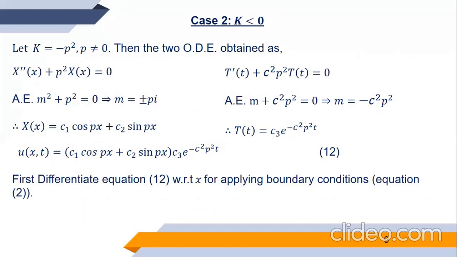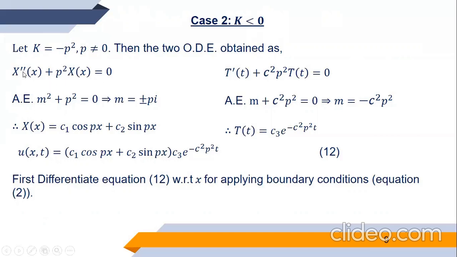Now we discuss case 2, k less than 0. The procedure is similar, only the change here is k less than 0, so we consider k is equal to minus p square. Then the given 2 ODEs are obtained as x double dash plus p square x is equal to 0, because we replace k is equal to minus p square in the previous 2 ODEs. So we get x double dash plus p square x is 0 and t dash plus c square p square t is equal to 0.